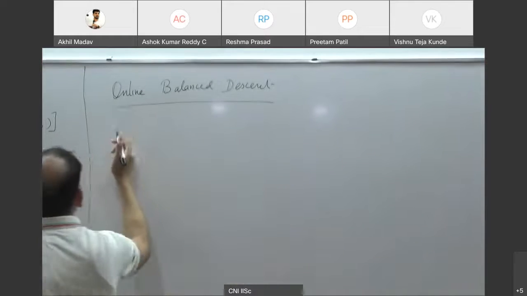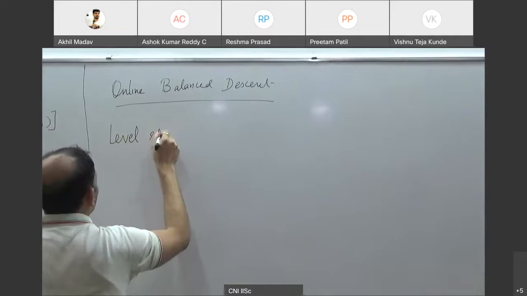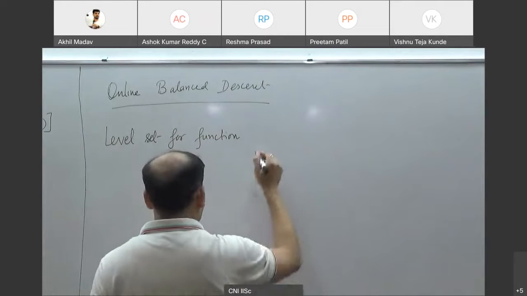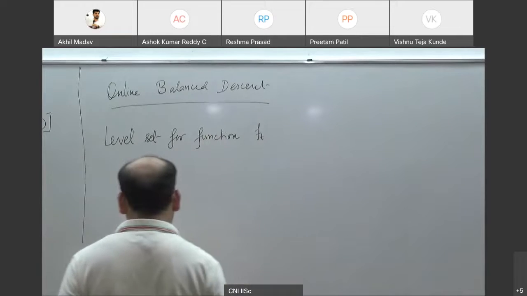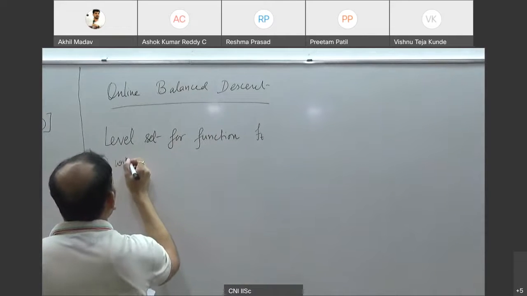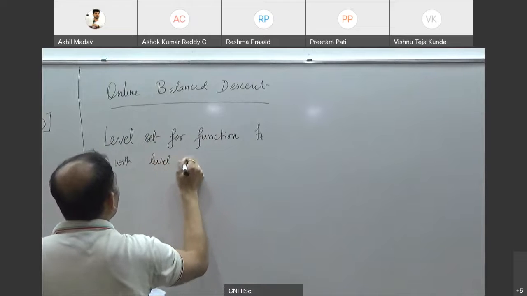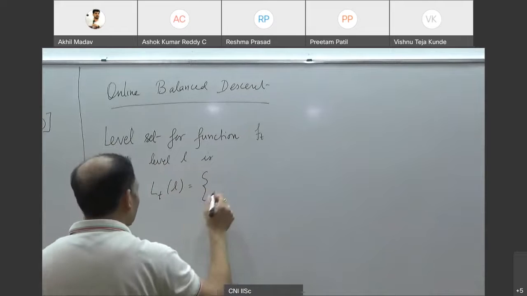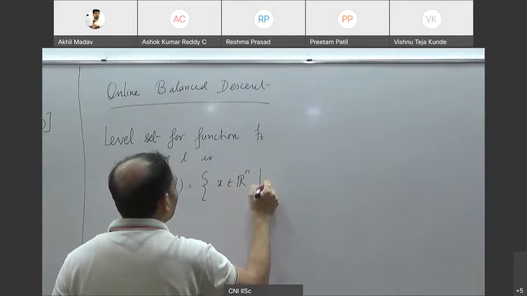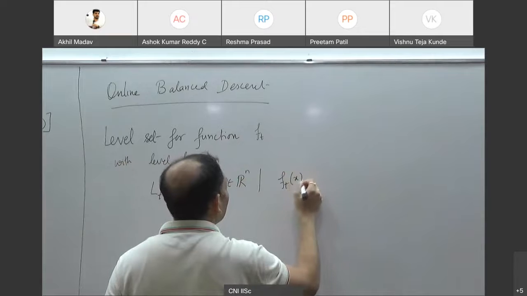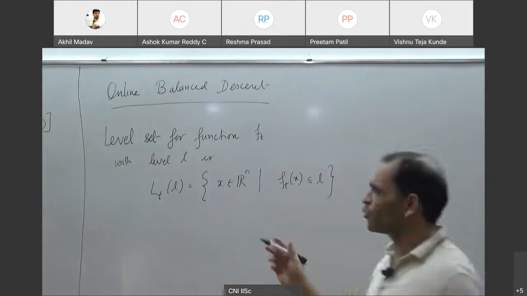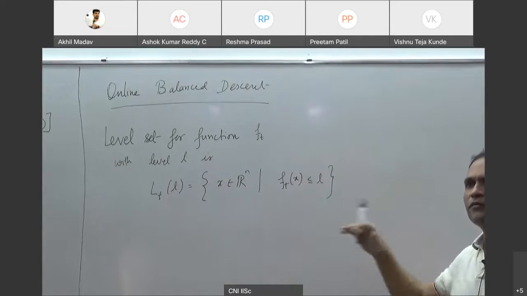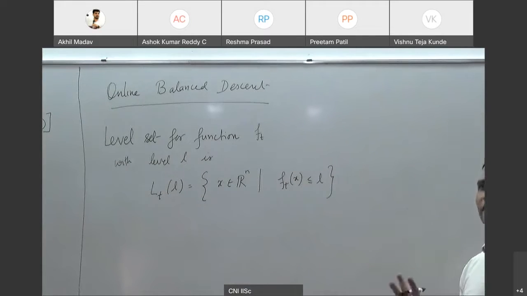Some definitions, which are very standard. The level set for a function FT on X. Most of you have seen this. All points for which FT of X remains below the level. And FT is convex, so this is a nice convex set.